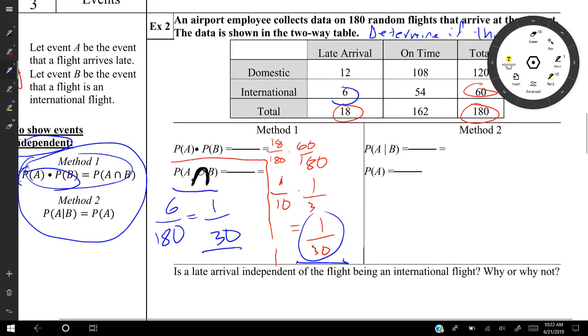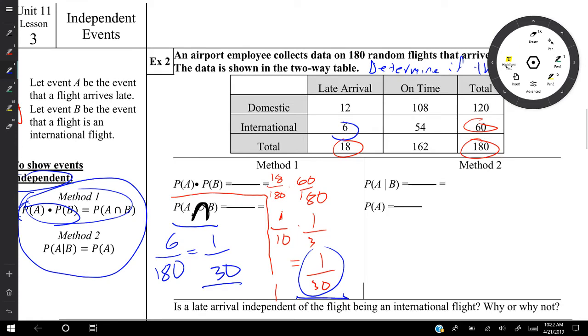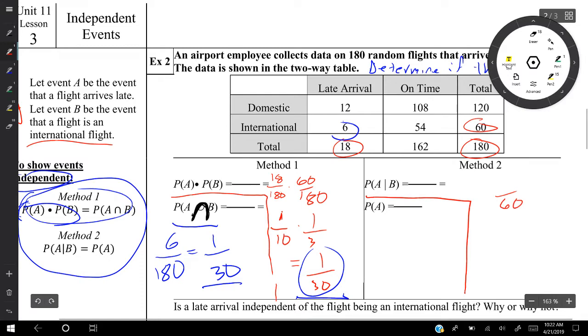But let's show it the other way, because sometimes it's easier to use one method over another. We are given all of the information our heart could desire, right? But sometimes you're not given all of the blocks, right? Sometimes you're not given all of the info, and one will be nicer than the other. So we're going to use both here just for practice. So what's the probability of A given B? So given it's an international flight, what is the probability it's late? 6 out of 60 or 1/10.